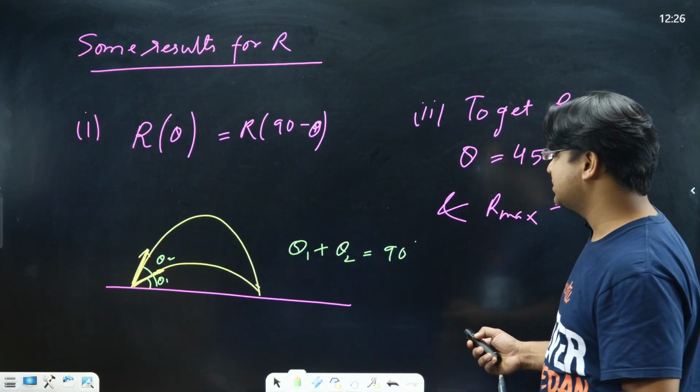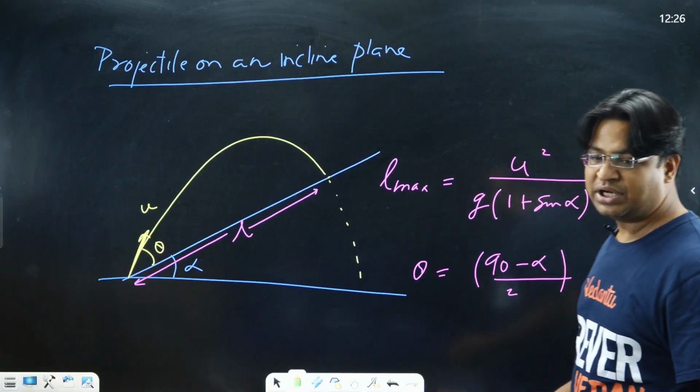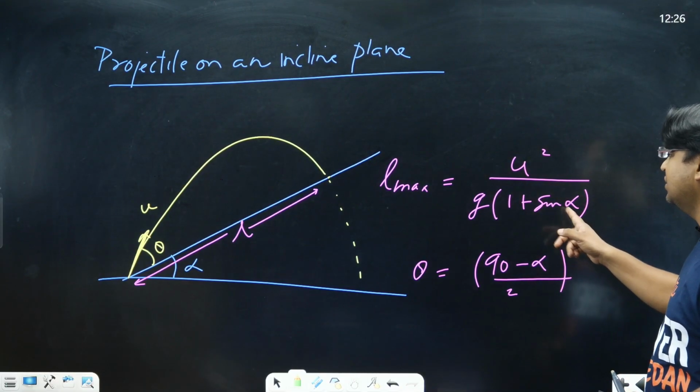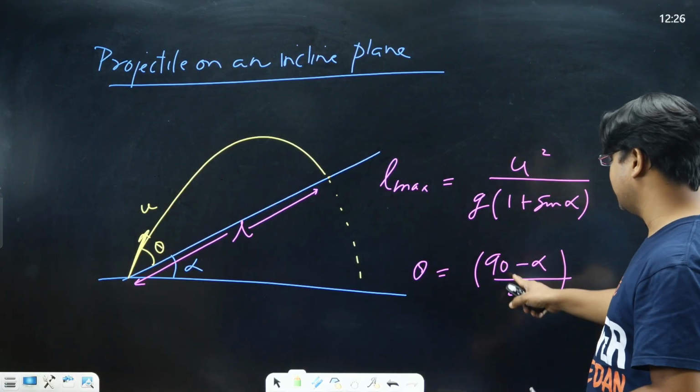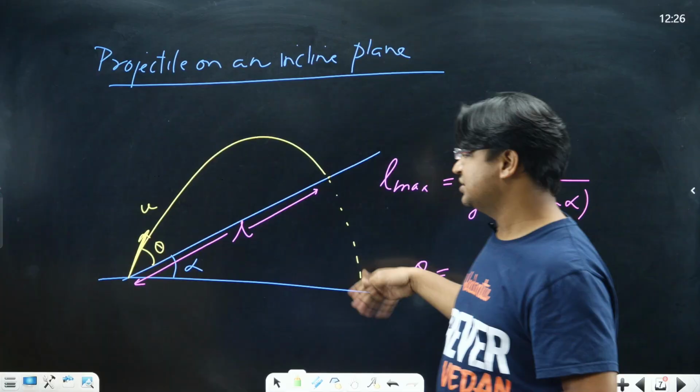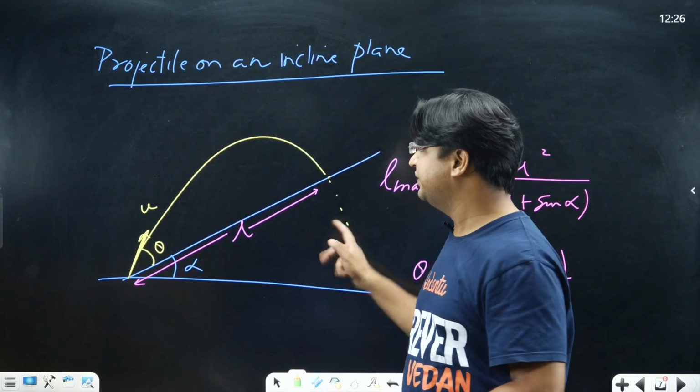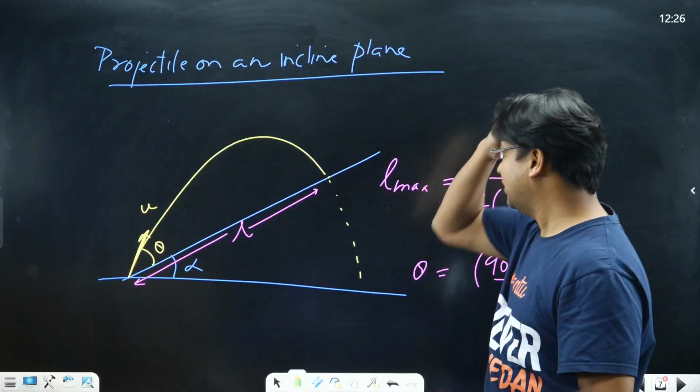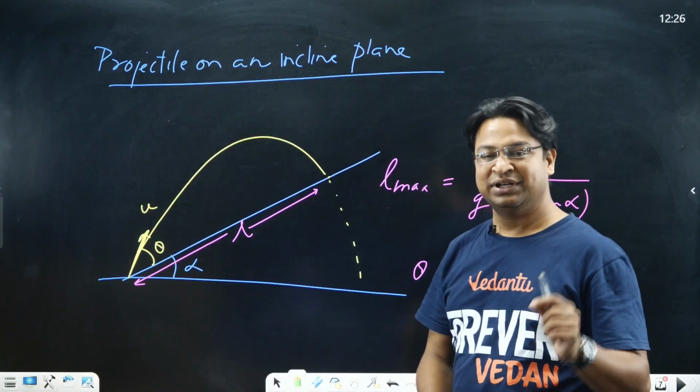We'll get this case, and you can see that our results match. If we put alpha as 0, we get u square by g, and this becomes 45 degrees. So this is a more general version of the previous result that we saw. Okay, now I expect you guys to know all this.